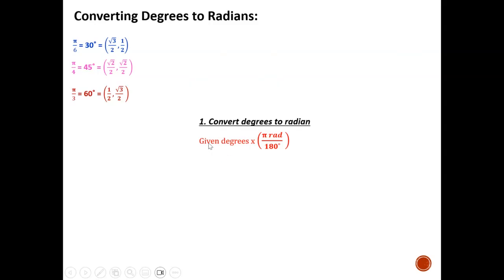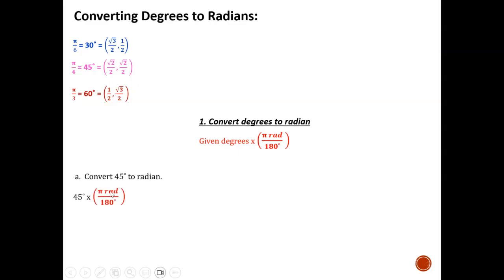You're going to state the given degrees. You multiply by pi radian over 180. That way the degrees will cancel and you're left with radians. Example. We know that 45 degrees is equal to pi over 4. But how can I show it? By using the formula.